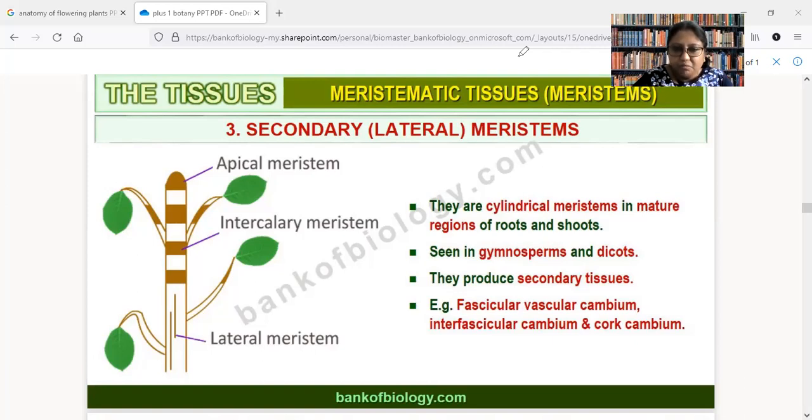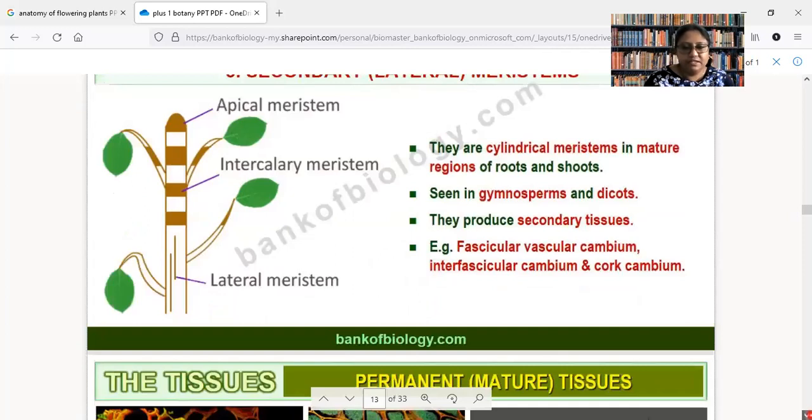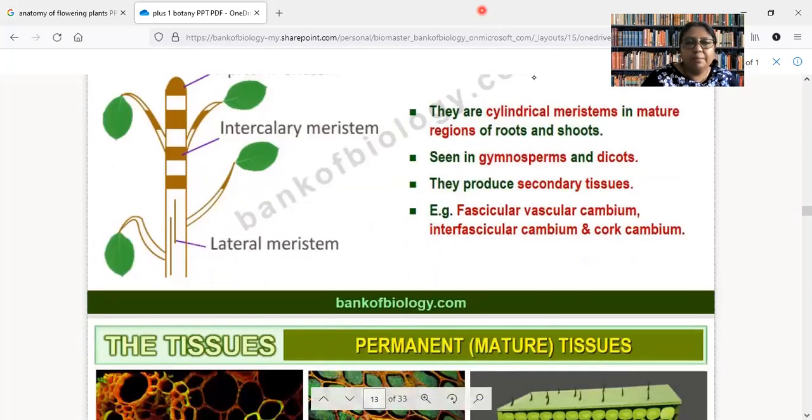So what are the examples? Examples are fascicular vascular cambium, cork cambium, interfascicular cambium. Do not worry, we will learn about them and their function in the secondary growth in this chapter itself. Okay, so just want to share that this classification of meristematic tissue is only based on position of meristematic tissues, which is not enough. If you want to appear for NEET, you need to know other classifications of meristematic tissues too. So I am going to deal with that. Kindly pay attention.